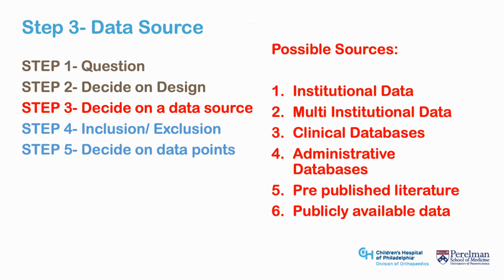In the previous video, we discussed the importance of a question in deciding on a design. After deciding on a design, the next question is where to find your data. Possible data sources include institutional data, multi-institutional data, clinical databases, administrative databases, pre-published literature, and publicly available data.